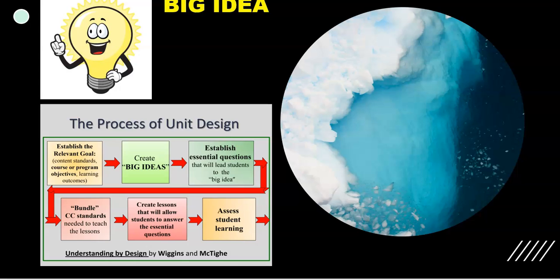The big idea has something to do with when you're unpacking the standard, there are different things that you're looking for. And I really liked this unit design by Wiggins and McTighe. It starts off saying, establish the relevant goal, content standards, course or program objectives, learning outcomes. Then it goes to create the big ideas. That's the aha moment when the kids' light bulb goes off, and that's the big idea. Establish essential questions that will lead students to the big idea.